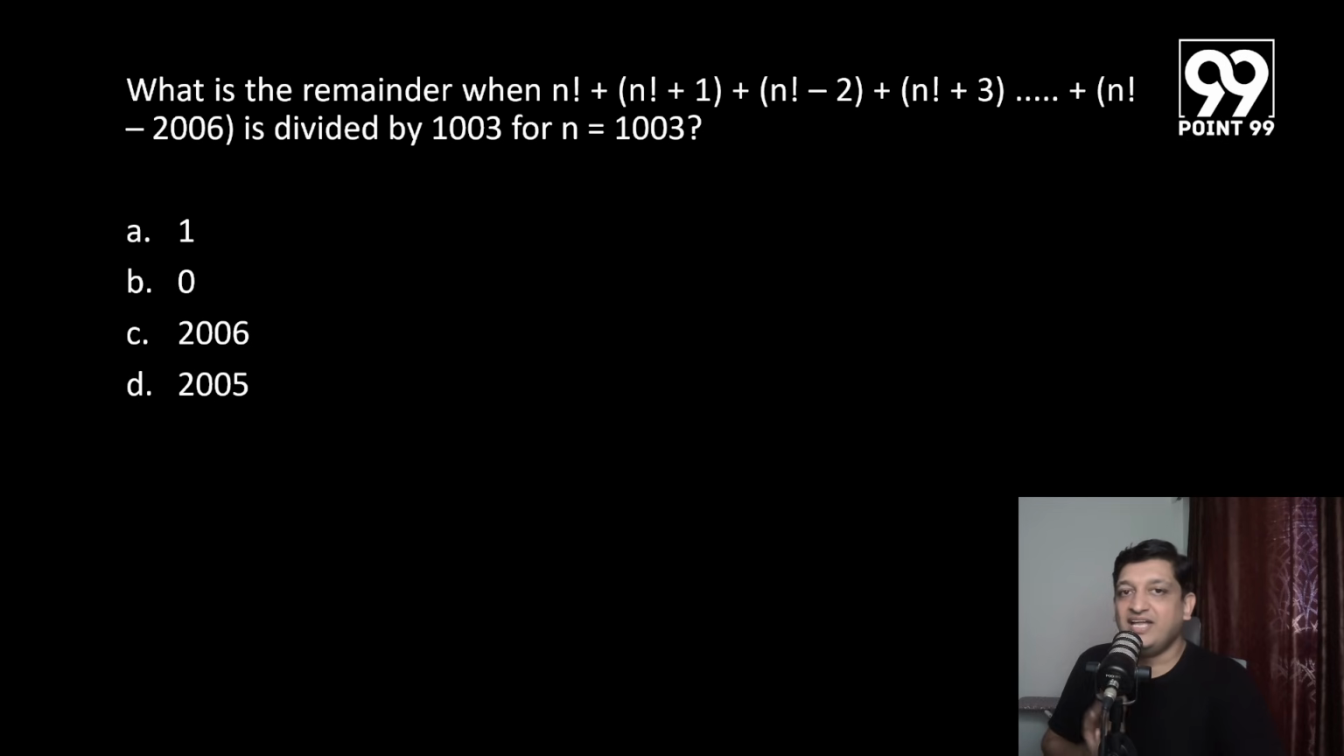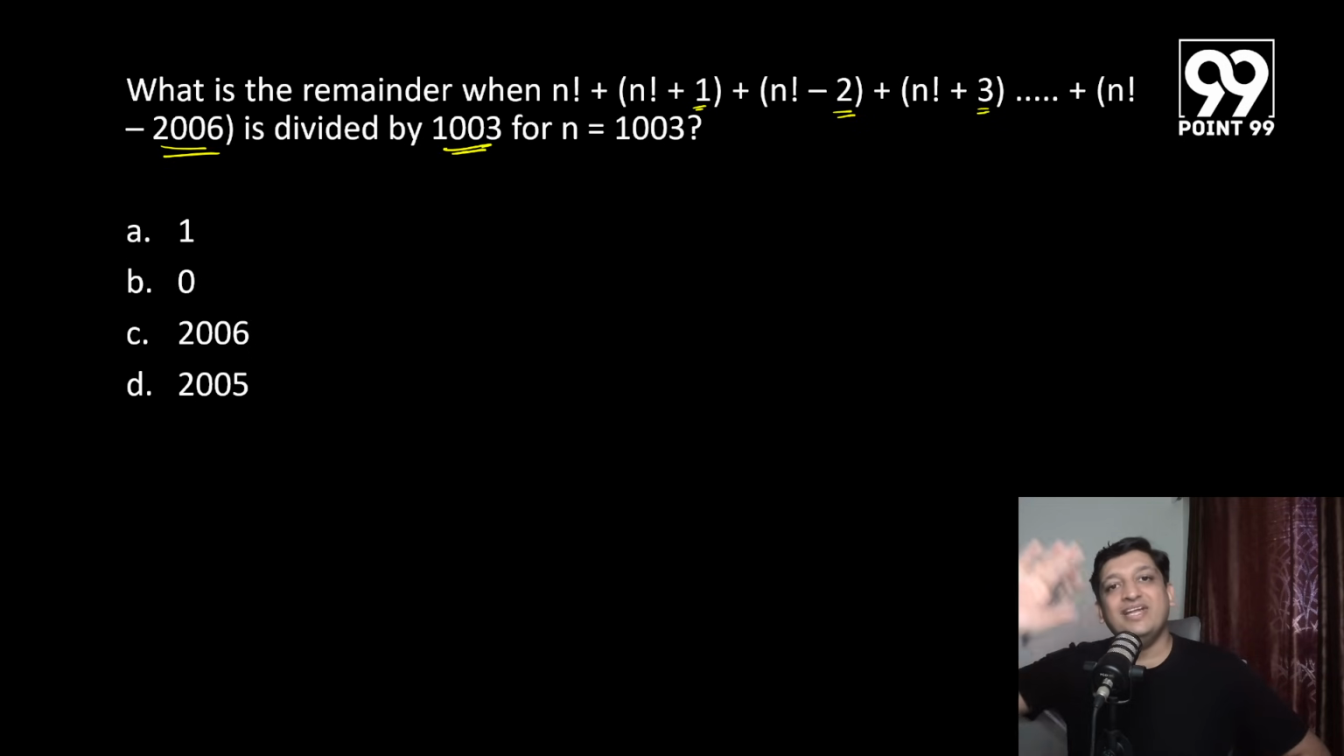What is the remainder when n factorial plus n factorial minus 1 and so on and so forth till the time you reach this number n factorial minus 2006. So you can see that all the even numbers have a minus sign and all the odd numbers have a plus sign when it comes to the number. You have to look at divided by 1003. Now the first question is why 1003? What is special about 1003? Nothing. So 1003 is basically a proxy for a very large number. Your question could have been 2007 as well.